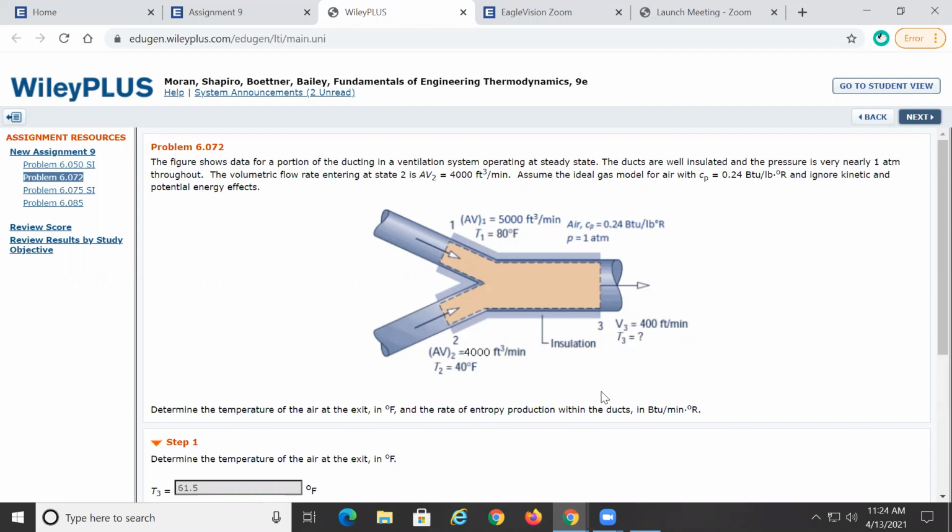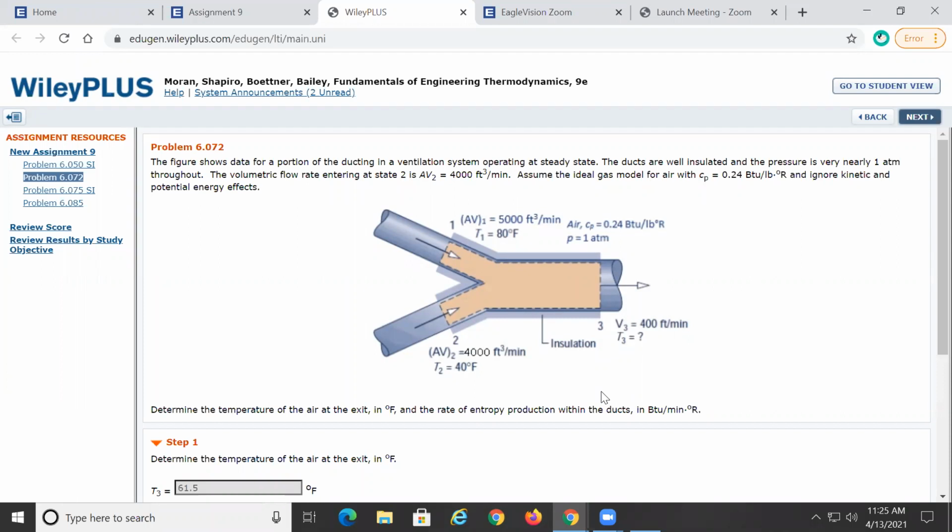We know the velocity at 3 is 400 feet per minute. And it looks like T3 is what you need to find. But again, P3 will also be 1 atmosphere. And everything is insulated. Okay, so the volumetric flow rate entering at steady state is AV2, 4000. Assume the ideal gas model for air, Cp equals 0.24 BTUs per pound Rankine, and ignore kinetic and potential energy effects.